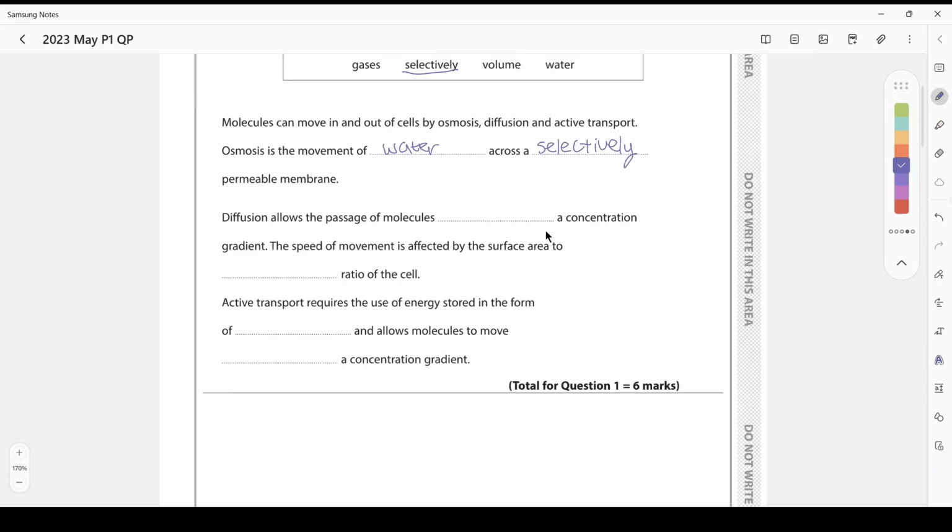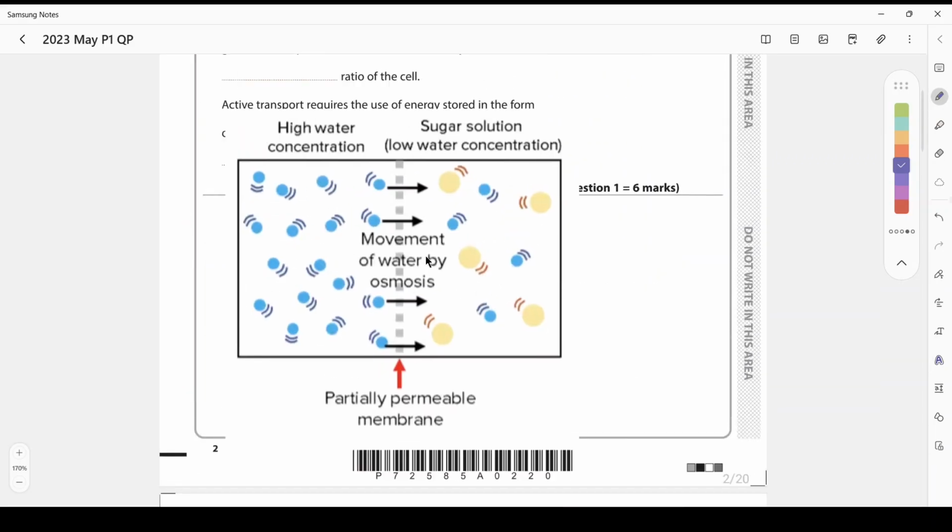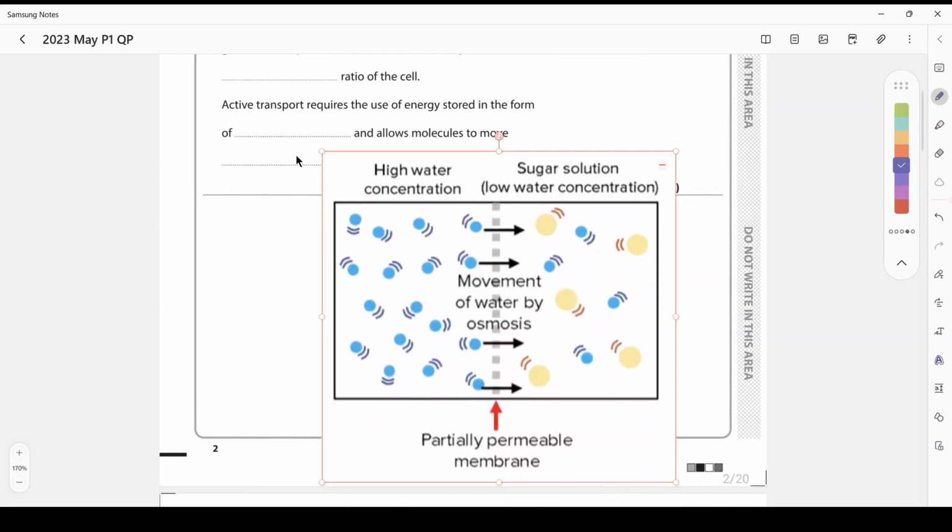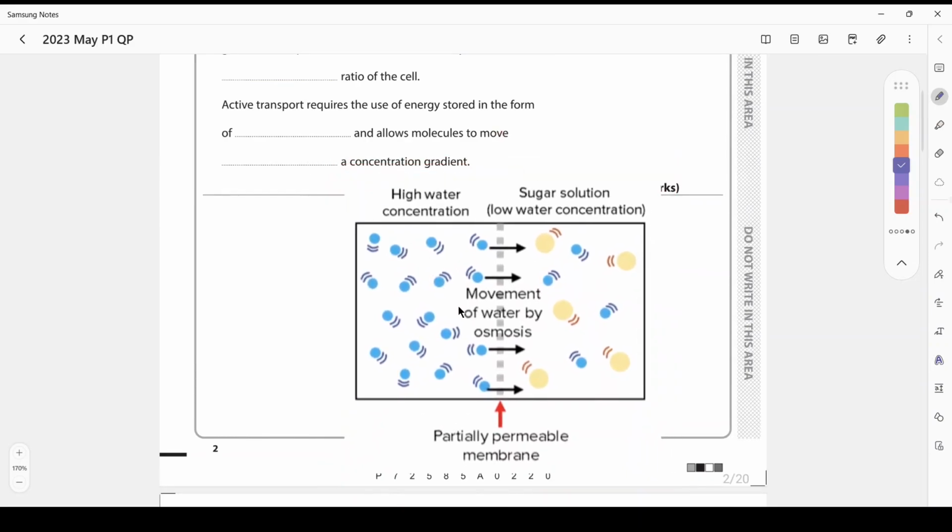So I'll just include a diagram over here to showcase what osmosis is. So you can see on the left you have a high concentration of water, or you can think of it as a dilute solution, and on the right we have a more concentrated solution. And you can see this gray dashed line here represents the partially permeable membrane or the selectively permeable membrane. And you can see water is moving from a region that's more dilute to a region that's more concentrated.